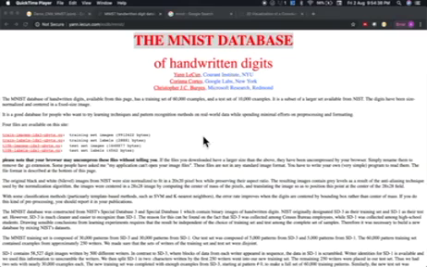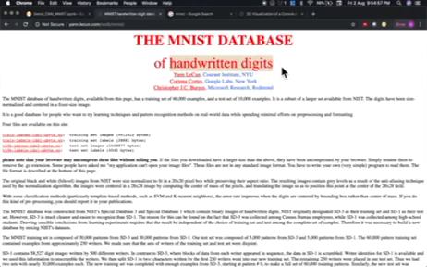Hello friends, in today's class we are going to see an application of deep learning, which is a part of artificial intelligence. As you know, artificial intelligence is used in different domains, but in today's class we are going to stick with how to classify handwritten digits.